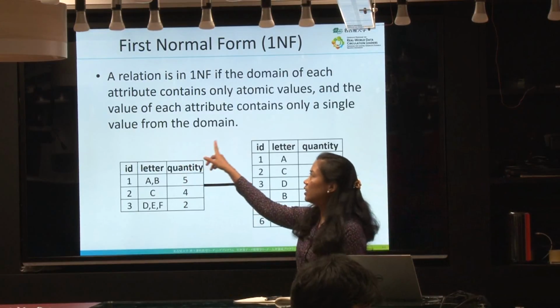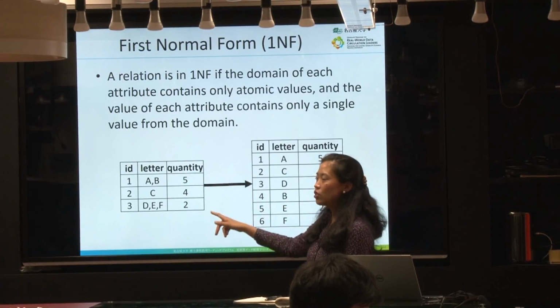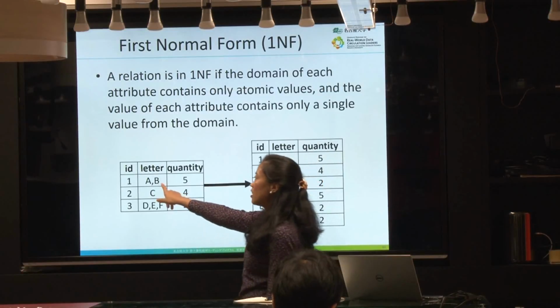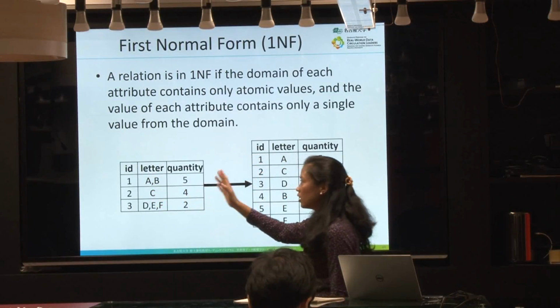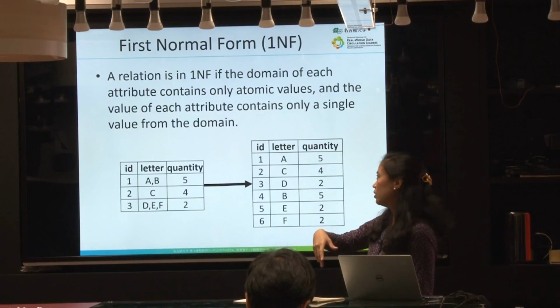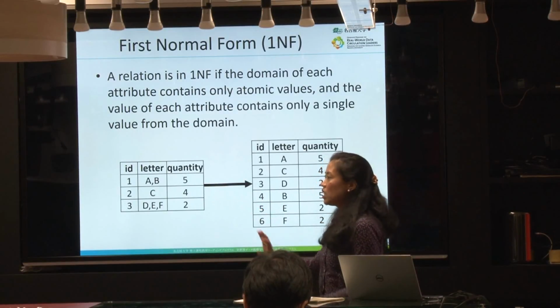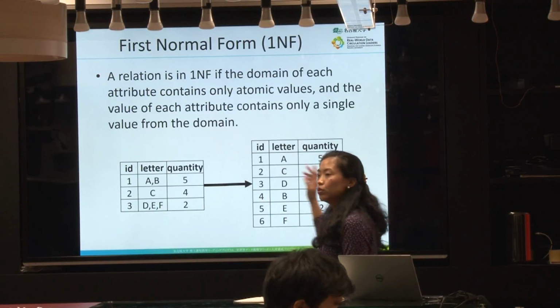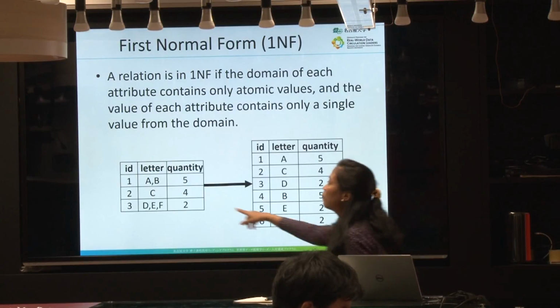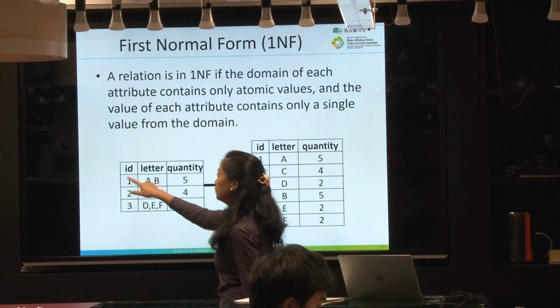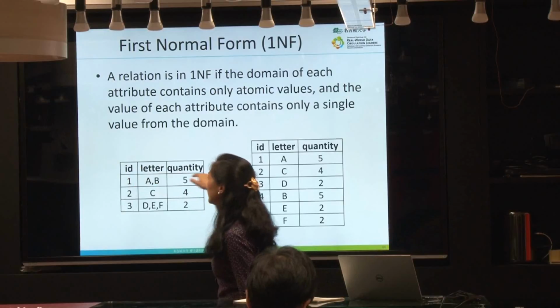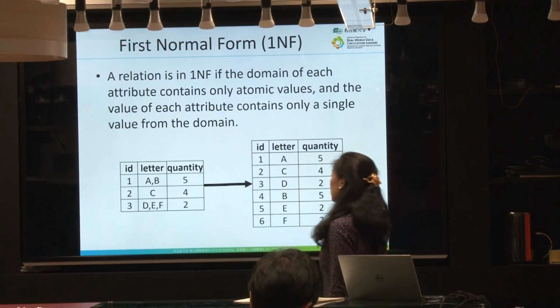This particular table is not in first normal form because, as you can see, it has values that are multiple. In order to change this table to first normal form, we separate this particular record into two records.